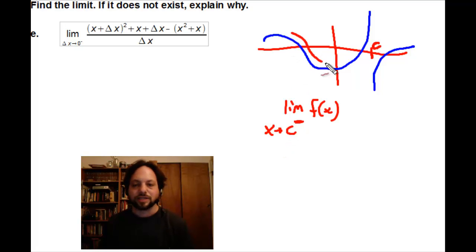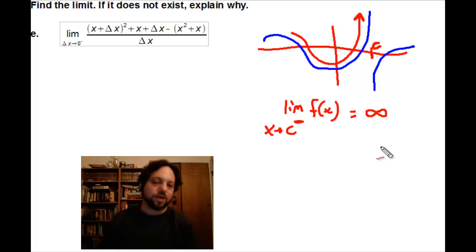If I do that, notice that I'm heading towards infinity. So this limit doesn't really exist, although, just for the sake of brevity, I'm going to put infinity here.